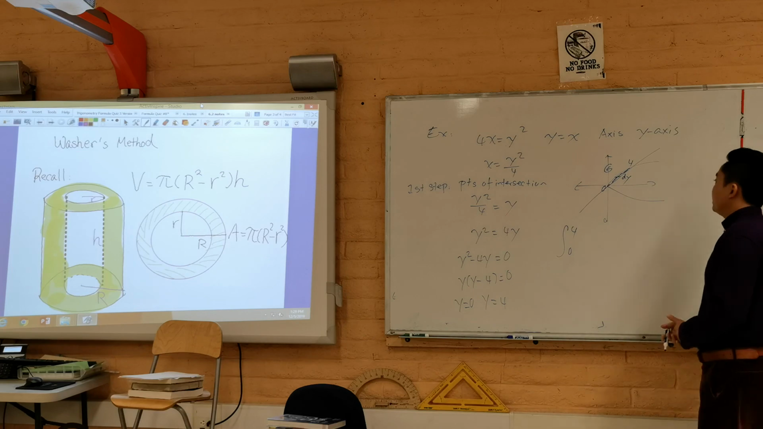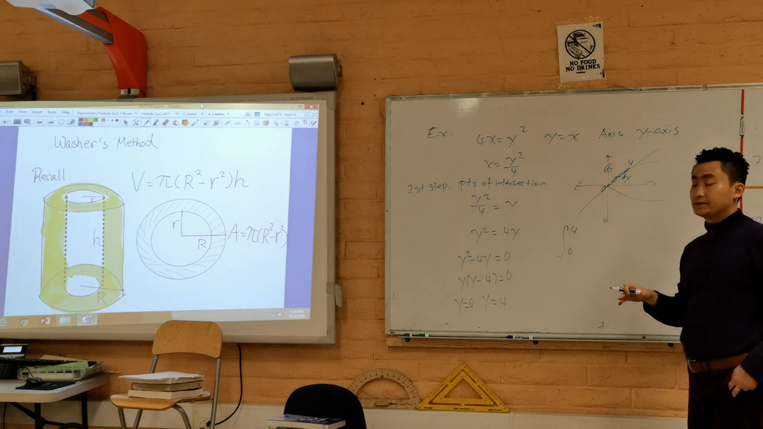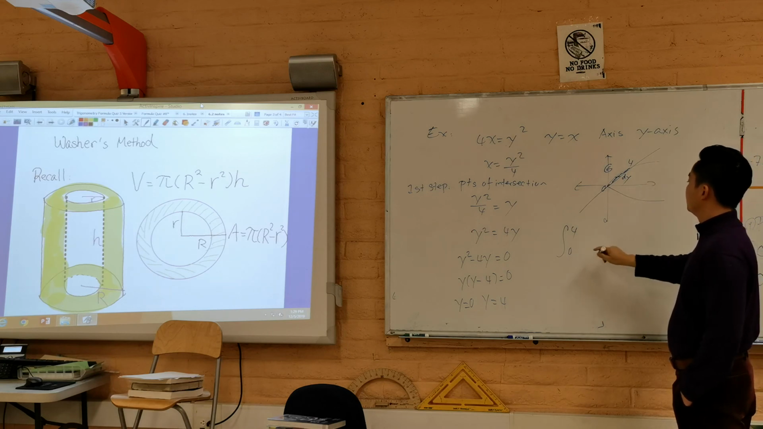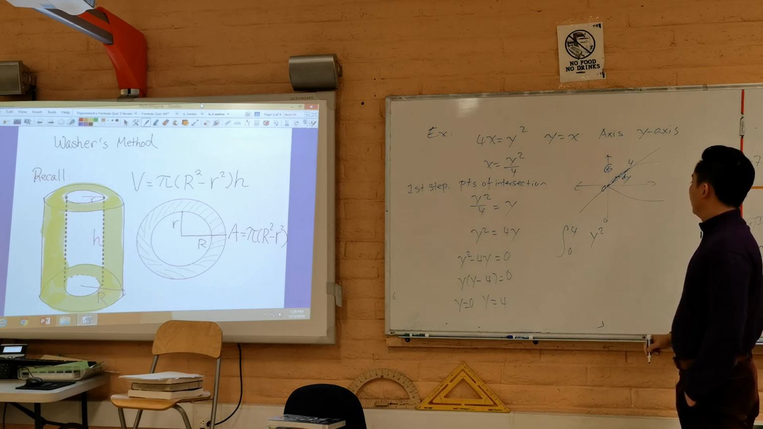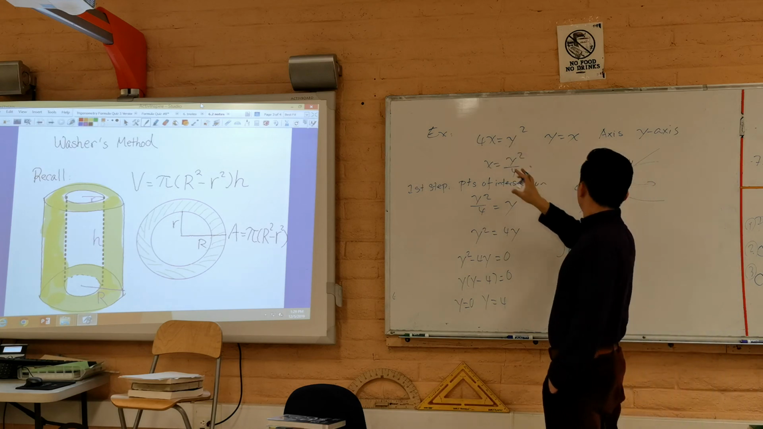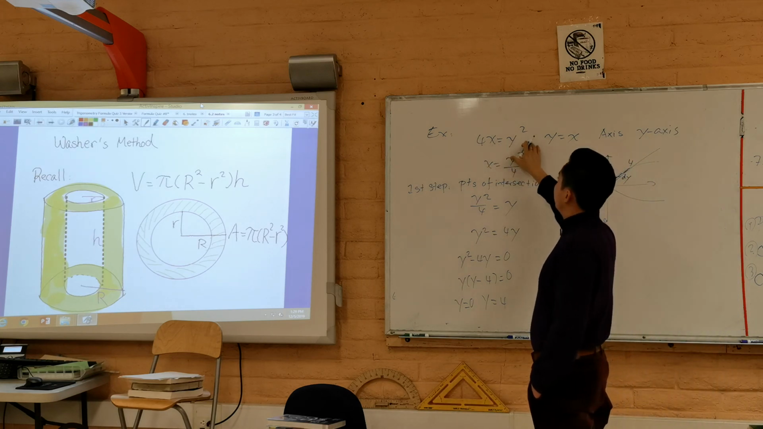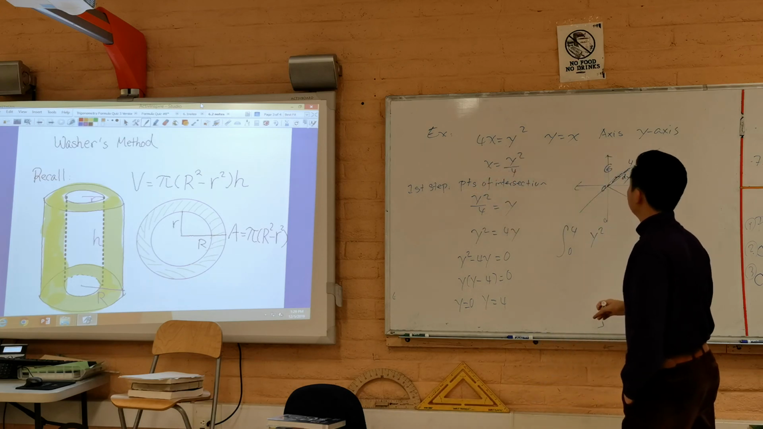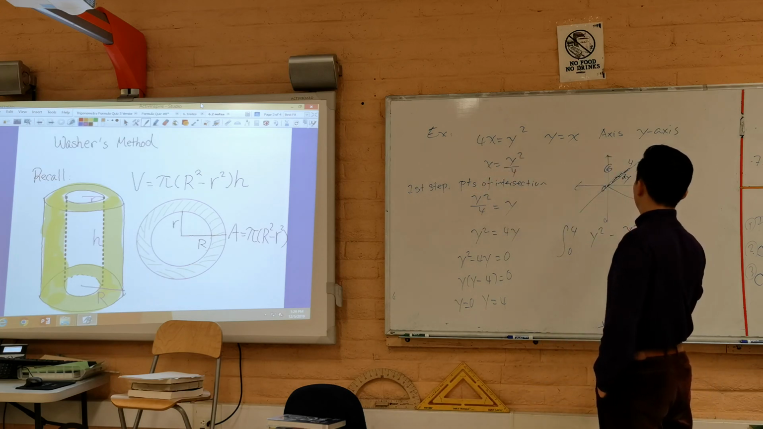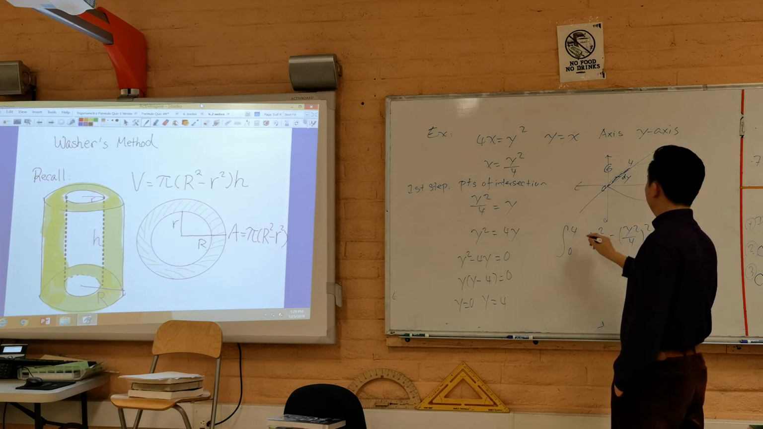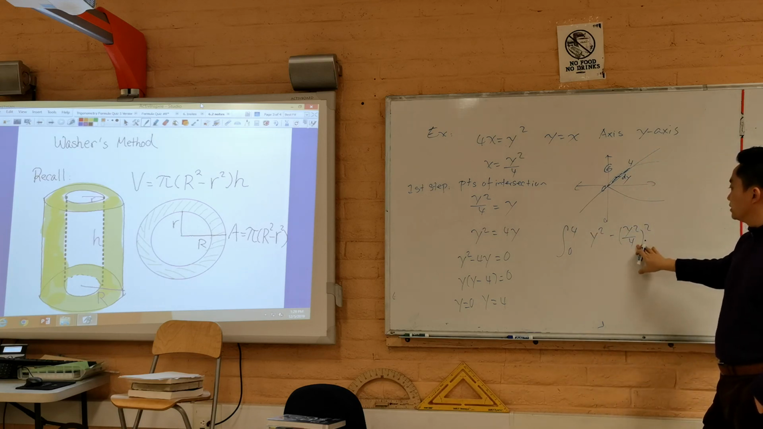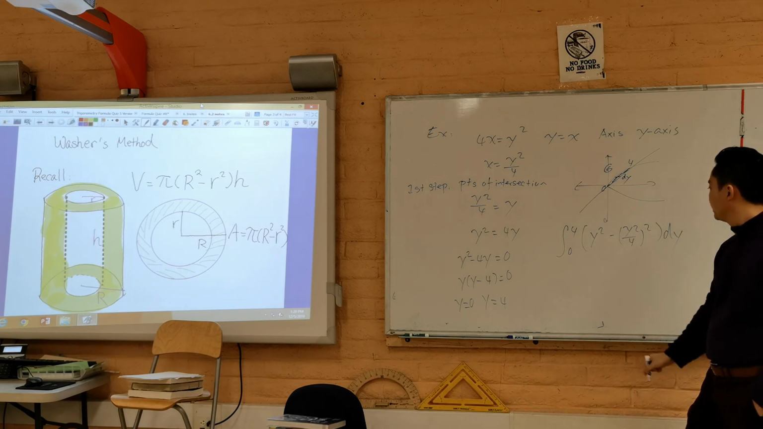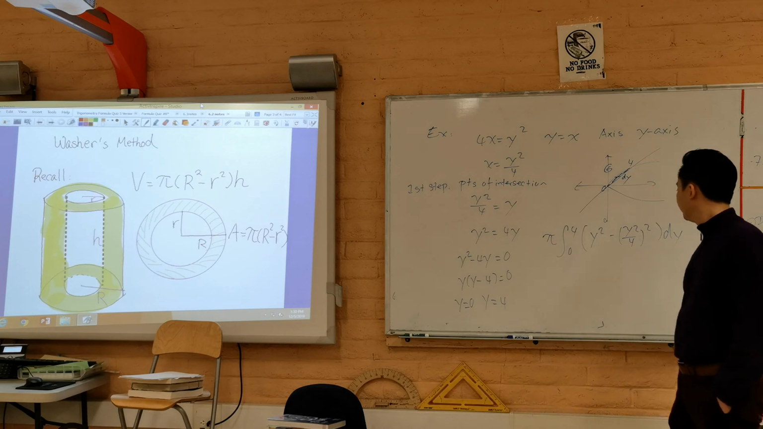Again, we have two radii: one is the outer radius, and the other is the inner radius. The outer radius is the line, so it's y, squared. For the inner radius, y squared equals 4x, so x equals y squared over 4, so y squared over 4, quantity squared. Outer radius squared minus inner radius squared, then integrating with respect to y, times pi.